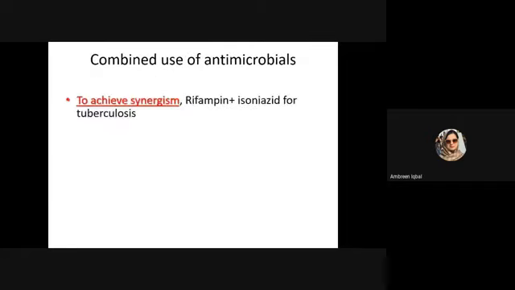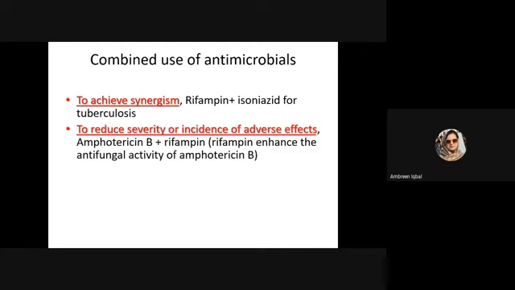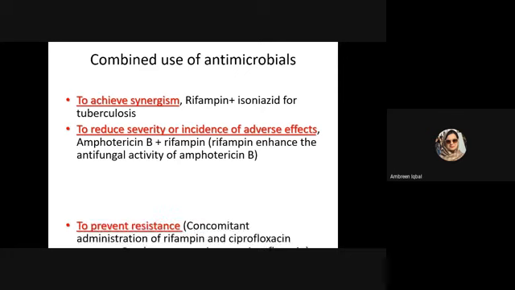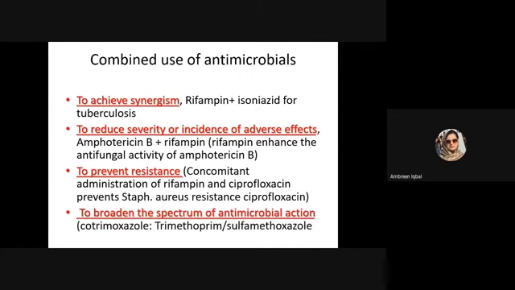And sometimes we use combination antimicrobial agents. Why? To achieve synergism, or to reduce the severity or incidence of adverse effects. For example, amphotericin B and rifampicin are used together to enhance the antifungal activity of amphotericin B. Sometimes it is to prevent resistance, as with the drugs used in TB, where rifampicin and isoniazid are combined. And sometimes we use drugs in combination to broaden the spectrum of antimicrobial agents.